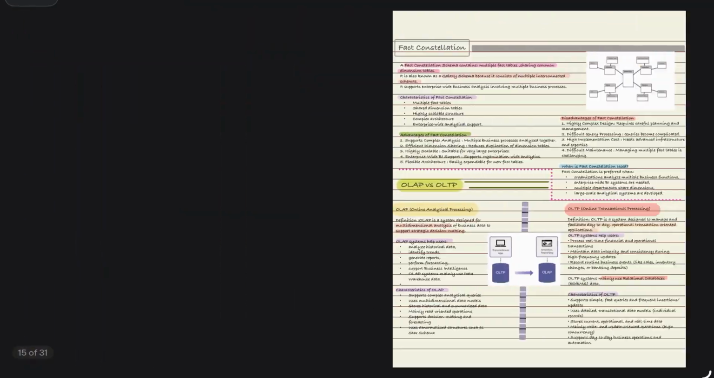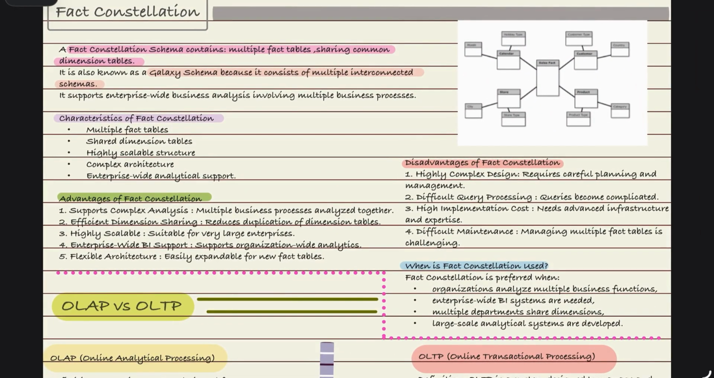All right, let's quickly move forward to the next type of schema, that is fact constellation schema. So it is also known as the galaxy schema. All right, galaxy schema we can say it. And what happens in this is it consists of multiple interconnected schemas. So there can be a star schema, there can be a snowflake schema, and there can be one more star schema and one more snowflake schema, and they together are known as the galaxy schema.